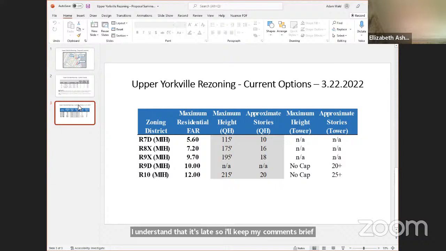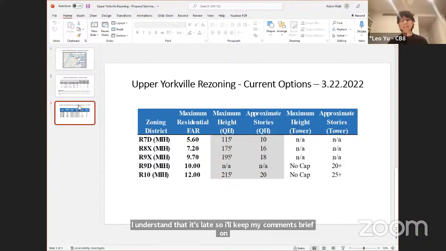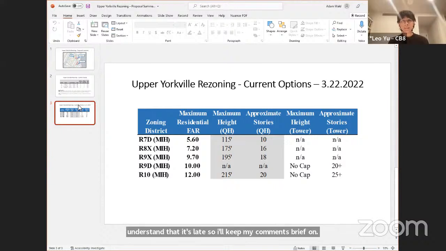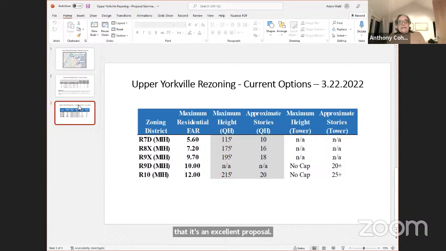I understand that previous speakers have raised either concerns or additions to this proposal, and I will admit that I know a lot less about this issue. But from what I can see, this is an essential first step towards decreasing spatial inequality in this area, towards increasing affordable housing. I think that it's an excellent proposal, and I firmly support it. Thank you.